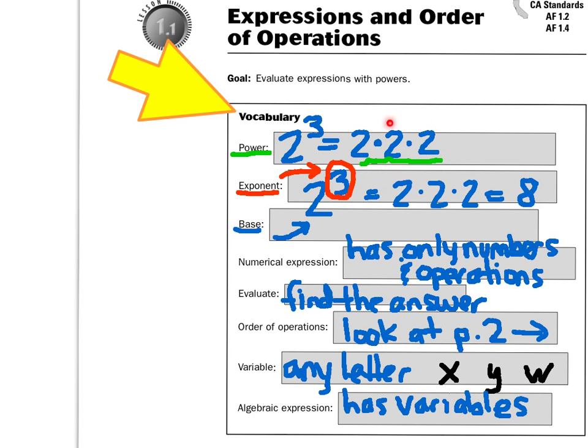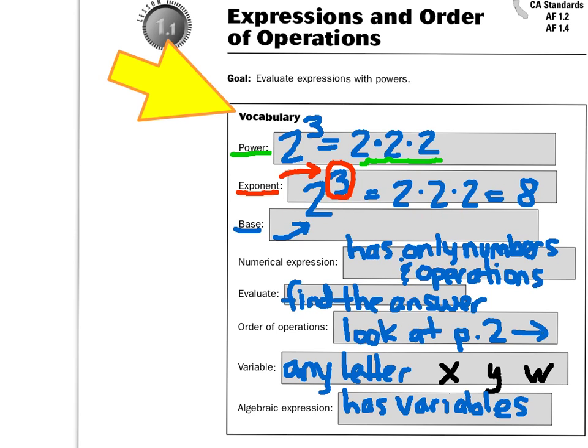2 times 2 times 2. That's the power, when we write it out using repeated multiplication. Now an exponent is, in that same problem, 2 to the third power. The exponent is right here, the small little 2. And the base is this large number, the large 2, that we end up writing 2 times 2 times 2.